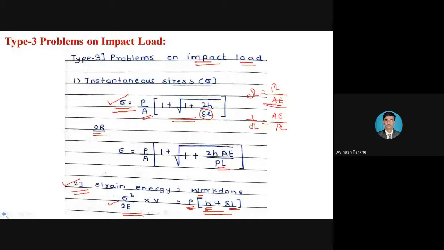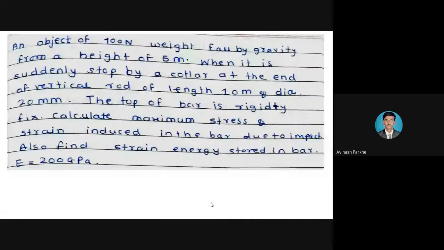Take the second formula also in your notebook for the solutions. Strain energy is equal to work done: sigma square upon 2E into volume, which is equal to P in bracket H plus delta L. So based on these two formulas only, now we have to solve the numericals. Okay, so now we will start with the first numerical.